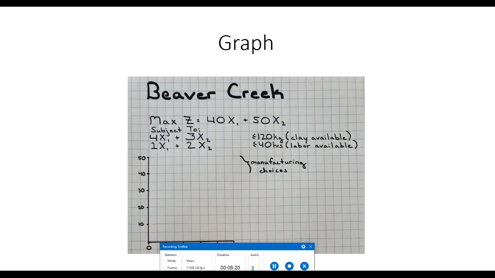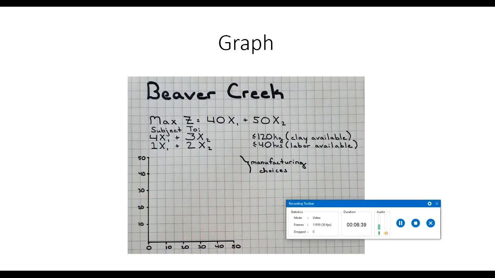The graph in this situation represents all our possible manufacturing choices. Any point on this graph represents a choice. And that point where it corresponds to the y-axis is how many bowls to produce. Where it corresponds to the x-axis is how many bowls, and y-axis how many mugs. So that's what we have here. Our next step is drawing in our constraint lines.